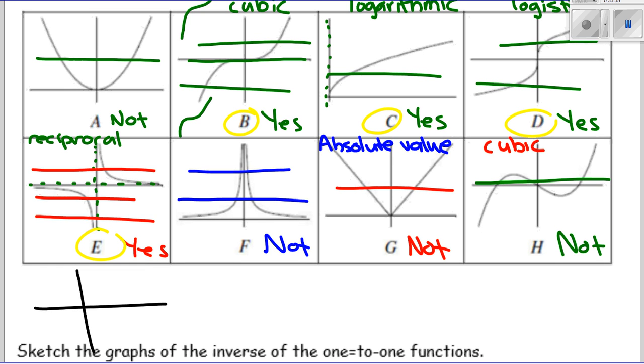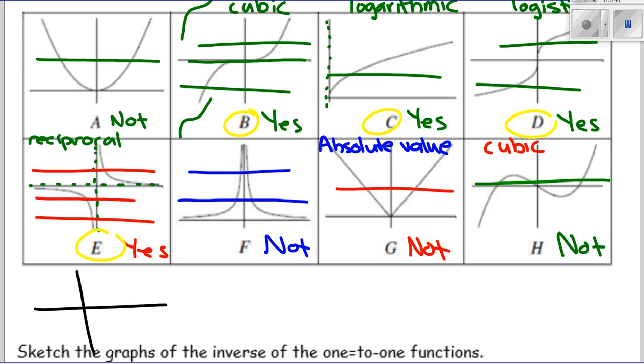This one for the cubic, so for b, if you reflected it across the line y equals x, it would slink like that. Should we do it in yellow, just on the top? Yeah, the line y equals x would cut through here, so it would be going like that.